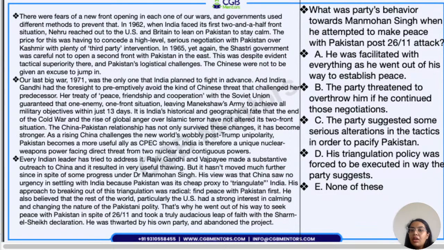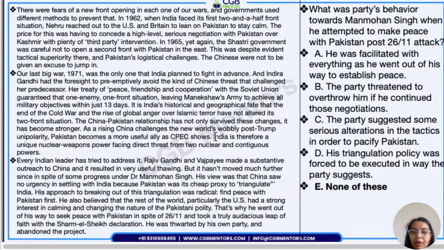Then, what was the party's behavior towards Manmohan Singh? Again, you have a clue here. Now we are talking about what happened during his reign, right? So none of these is the answer. Why is none of these the answer? Let's see. What was the party's behavior towards Manmohan Singh when he attempted to make peace post 26/11 attack? 26/11 attack is mentioned here, in the last para.